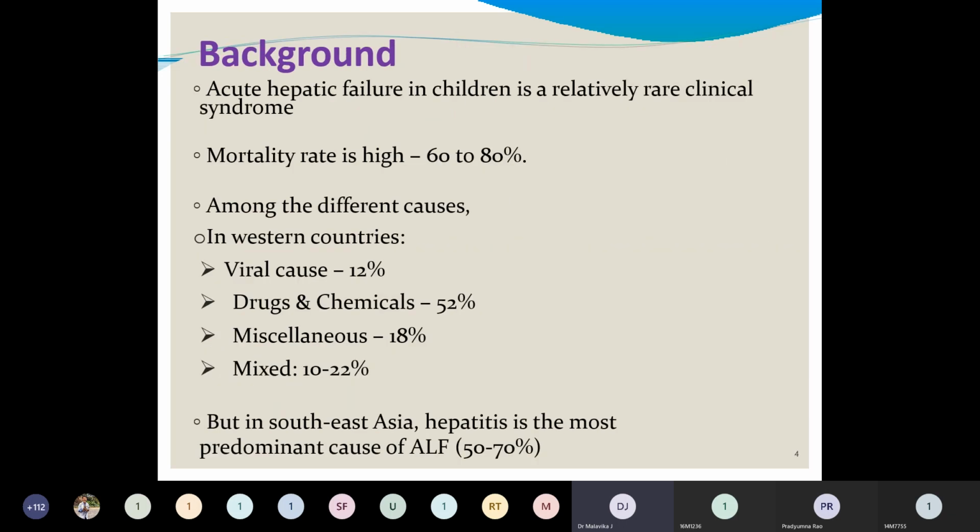Coming to the background, acute hepatic failure in children is a relatively rare clinical syndrome. Mortality is high, about 60 to 80%. Among the different causes in Western countries, viral causes account for about 12%, drugs and chemicals for about 52%, mixed causes 10 to 22%, and miscellaneous conditions about 18%. But in Southeast Asian countries, hepatitis is the most predominant cause of acute liver failure, accounting for about 50 to 70% of the cases.